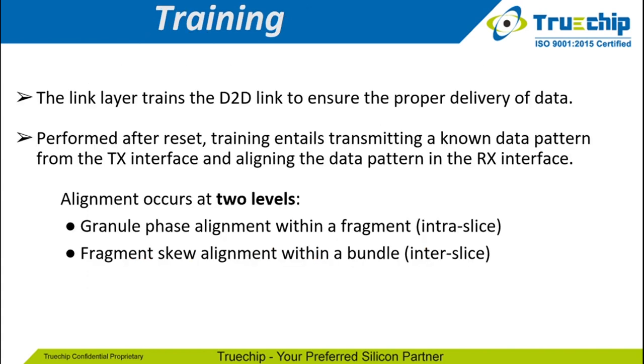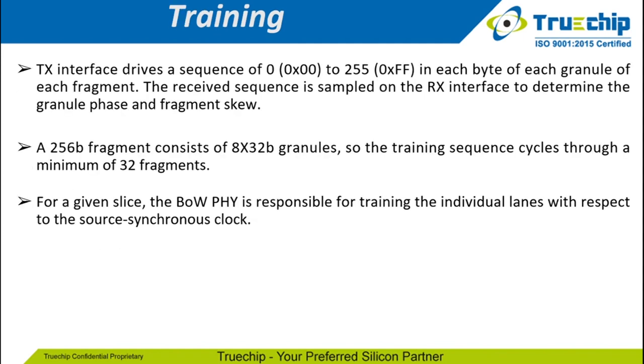So here is the training. The link layer trains the die-to-die link to ensure the proper delivery of data. Performed after reset, training entails transmitting a non-data pattern from the TX interface and aligning the data pattern in the RX interface. The alignment occurs at 2 levels: granule phase alignment within a fragment, and fragment skew alignment within a bundle. The TX interface drives a sequence of 0 to 255 in each byte of each granule of each fragment. The received sequence is sampled on the RX interface to determine the granule phase and fragment skew.